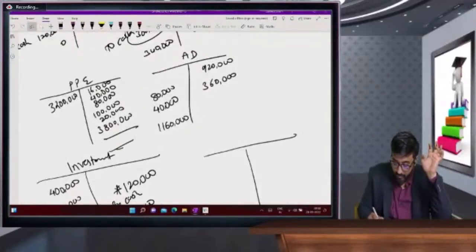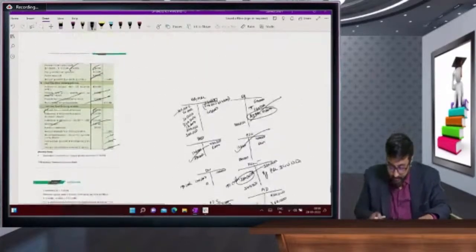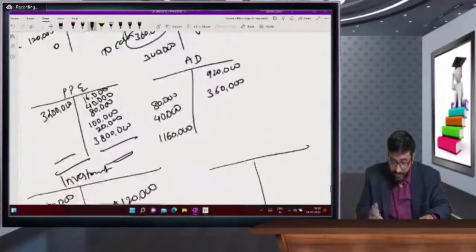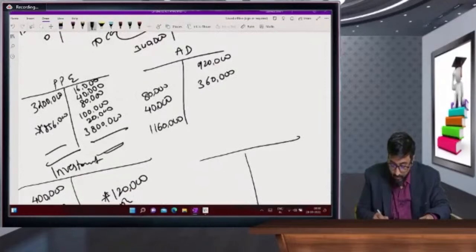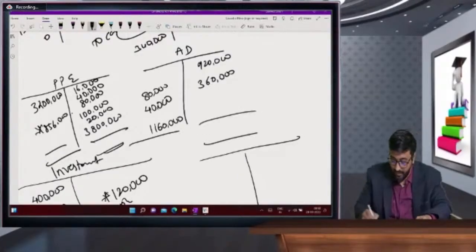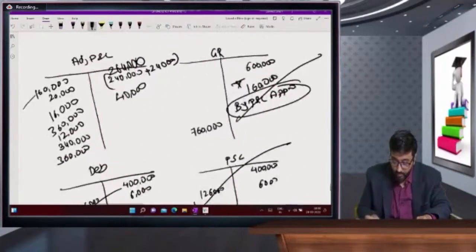I think plant and machinery you purchase 16 plus 40 plus 80 plus 100 plus 20 plus 3,800 minus 300, 8,56,000. Yes, correct. Plant purchase of 8,56,000. I will share you the answer. Don't worry. I think AD is tallying 80 plus 40 plus 160, 1160 minus 920 is equal to 360. It's tallying. And investment is also tallying. Now you can check your adjusted profit and loss account.